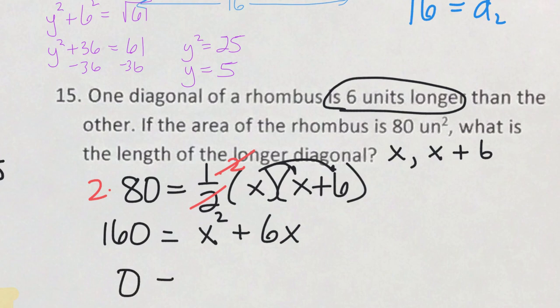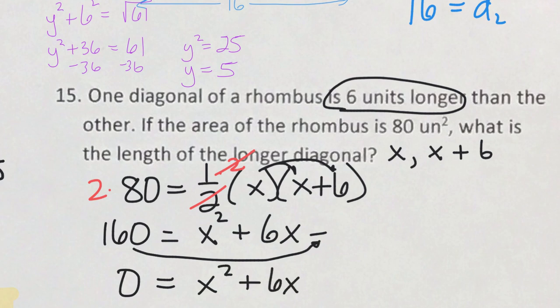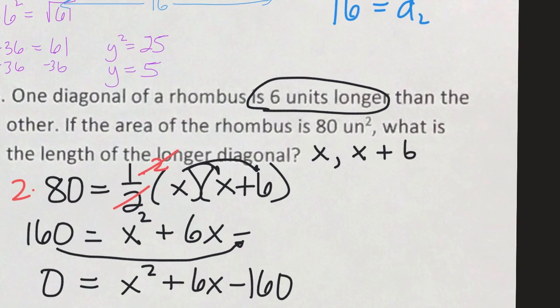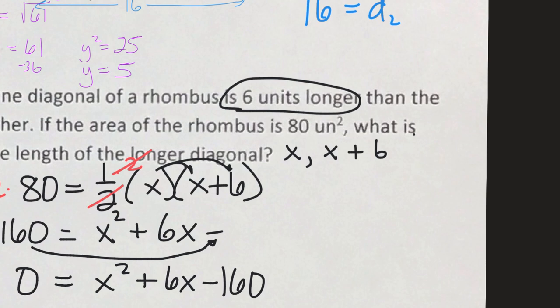A quadratic. So we're going to move our 160 onto this side by subtracting it, and we get x squared plus 6x minus 160 equals 0. Okay, and because this is an algebra class, sort of, we're going to have to factor this, and it should be a nice factorization. What numbers multiply to give you 160 and add to give 6?